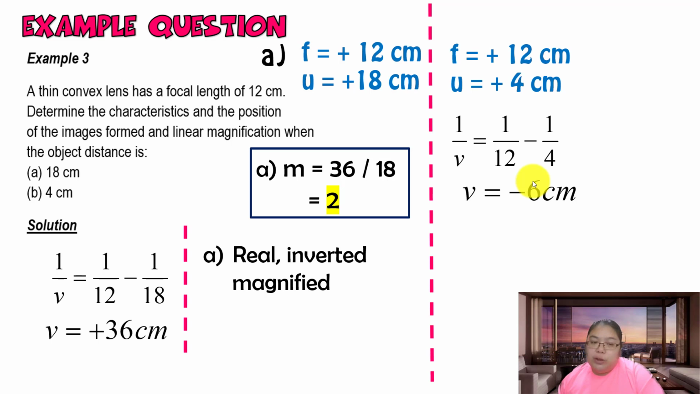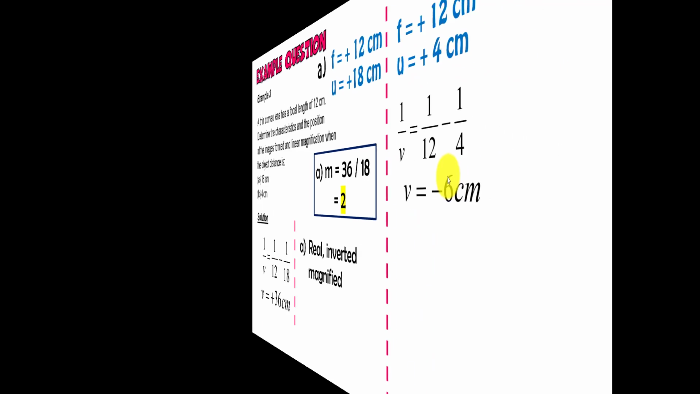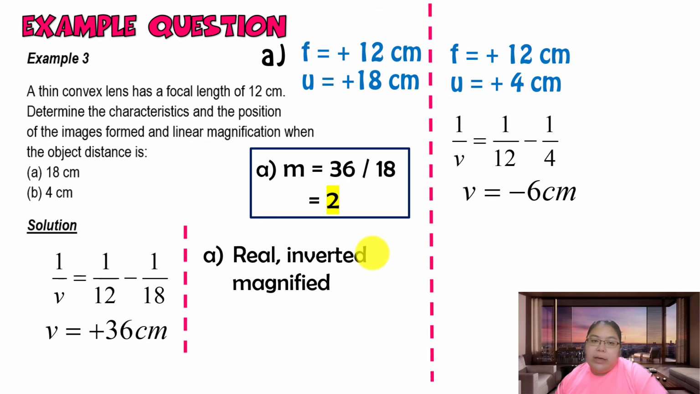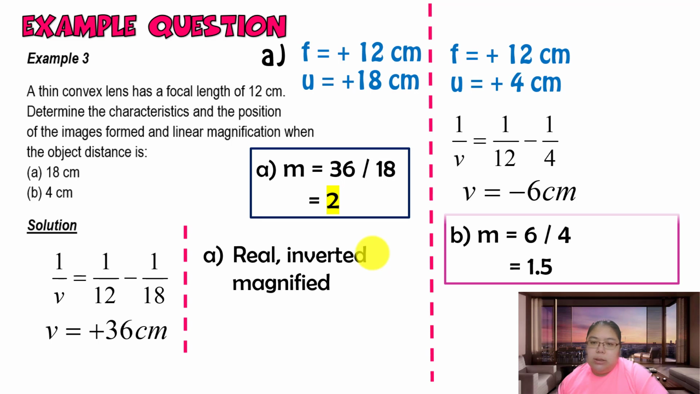Negative means it is virtual. So understood, virtual, the image should be upright. Now we want to find the magnification. You want to make sure whether it is magnified or diminished. Let's see the calculation. M = V/U. V is 6 cm, just ignore the negative, then 4 is the object distance. So I get 1.5, which is still bigger than 1. So the image must be magnified.